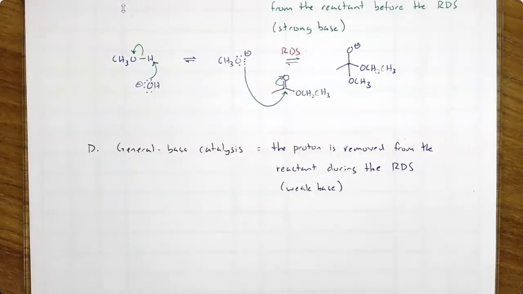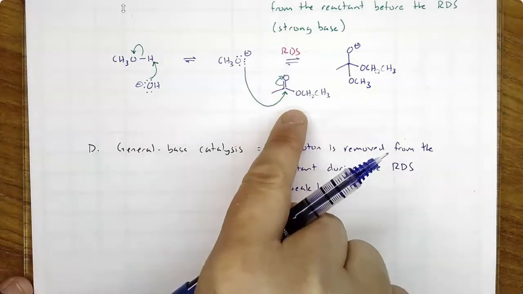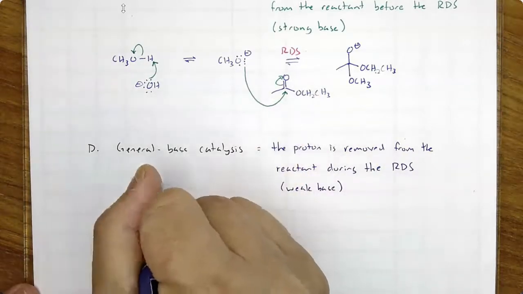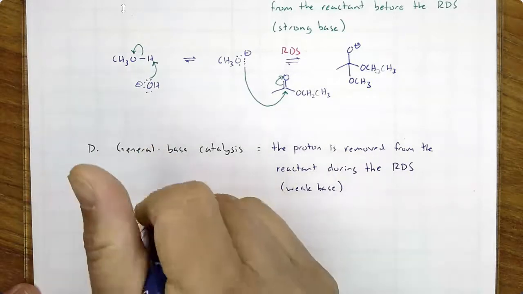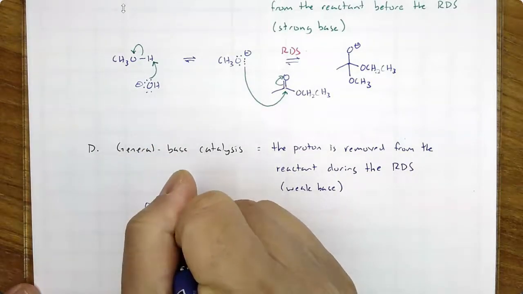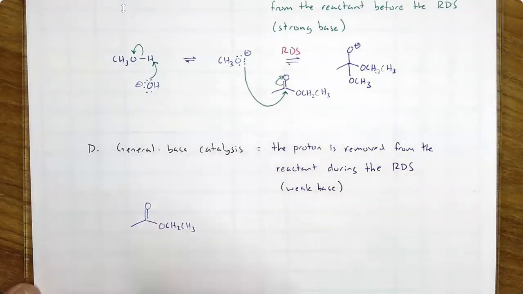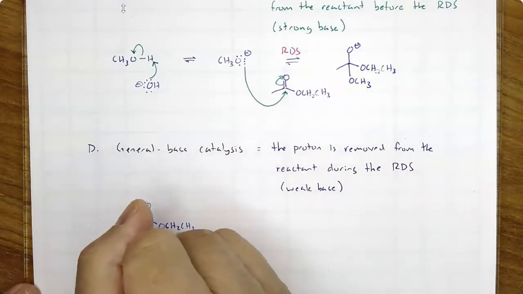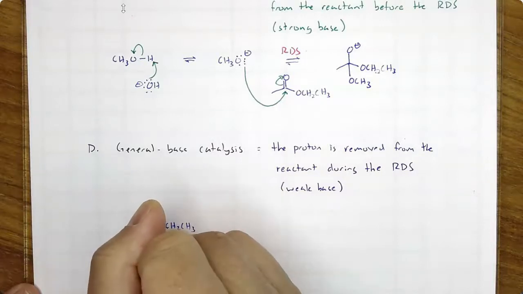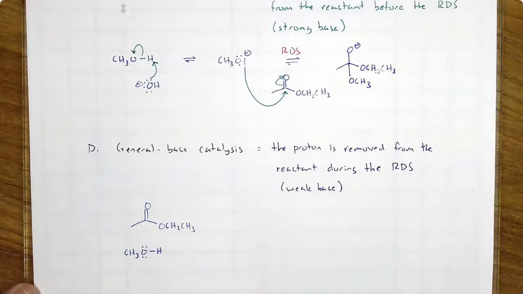Let's try to come up with an example of general base catalysis. Let's take our same ester. Our other reactant was this methanol. But now we're not going to deprotonate this before the slow step. It will be during the slow step. You should use a weak base.